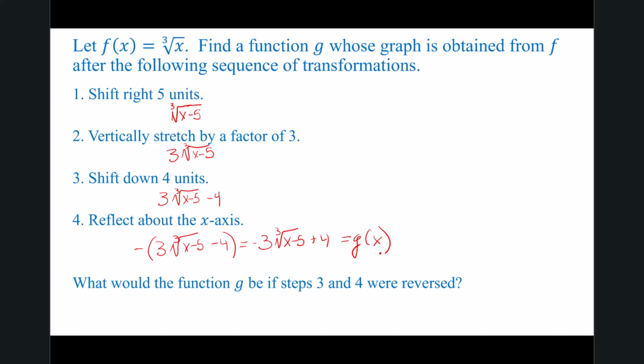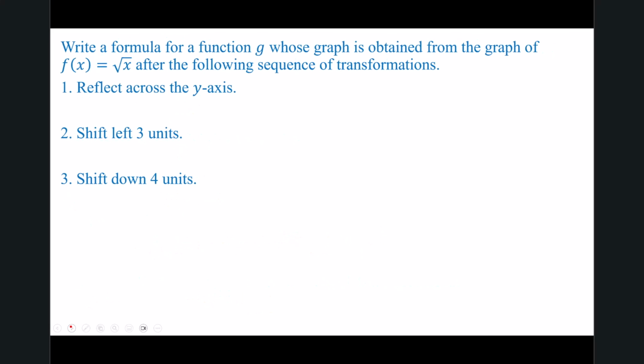What would happen if I reverse steps 3 and 4? Let's look at that. At the end of step 2, I had 3 times the cube root of x minus 5. So now if I reflect about the x-axis, I have -3 times the cube root of x minus 5. And then if I shift down 4, I have -4. So we're close, but this function here has a +4, and this one has a -4, so they're not exactly the same. Let's try another example.